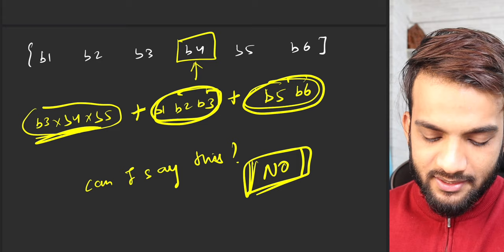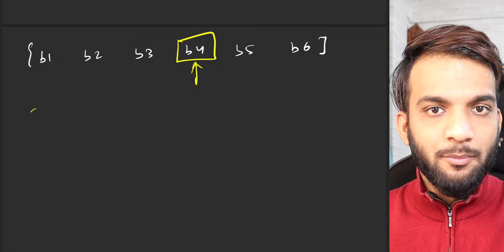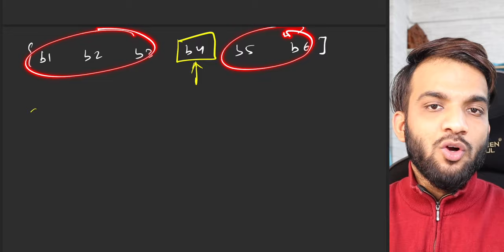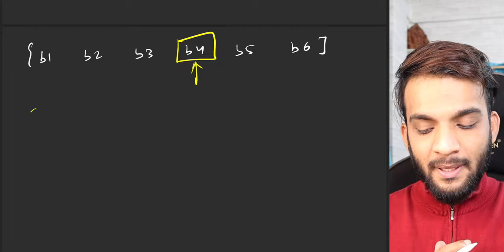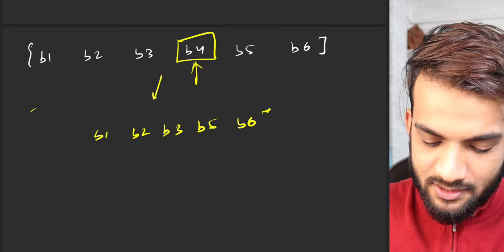If I burst B4 at first, what will happen? Why solving them independently will not work is the main concept of this problem. Why this problem and this problem cannot be solved independently is the main concept of this problem. If you understand that, you are pretty much through. So imagine you're bursting out B4, it is over, right? And what is the state? If you imagine the state, the state after this will be B1, B2, B3, B5, B6, right?